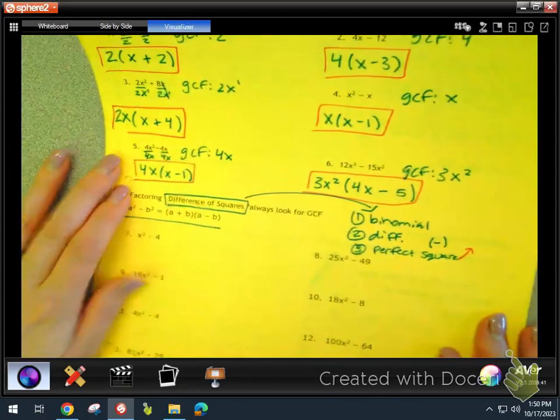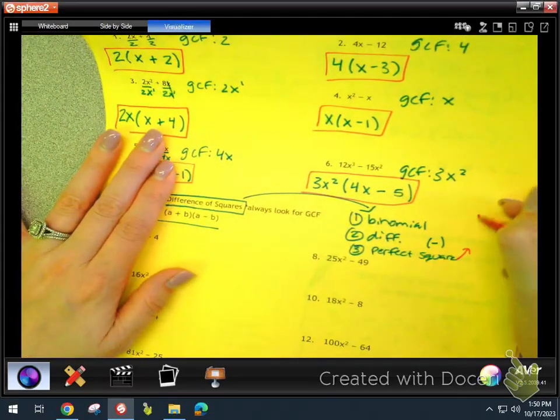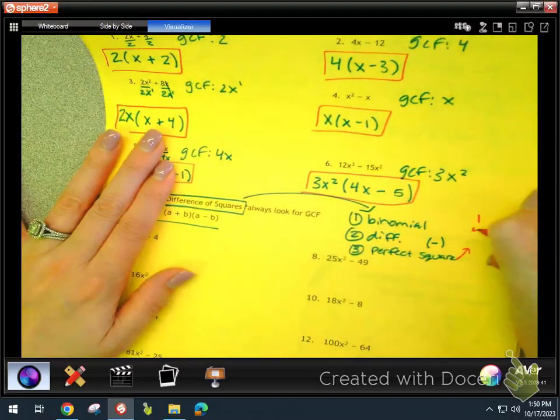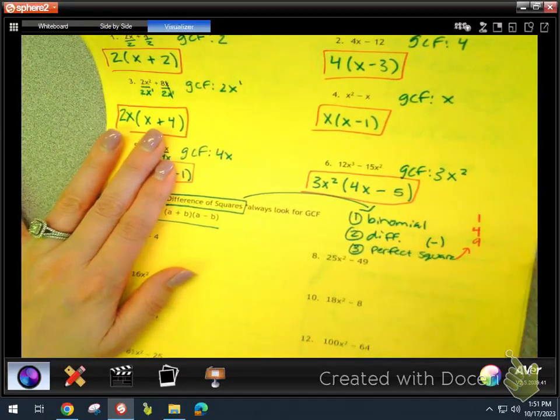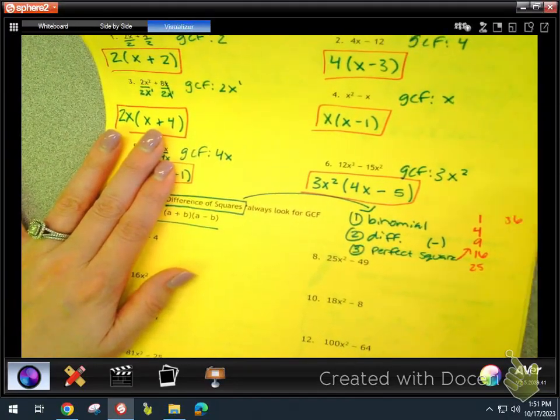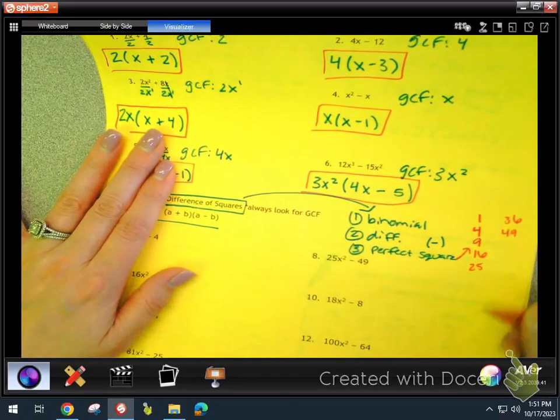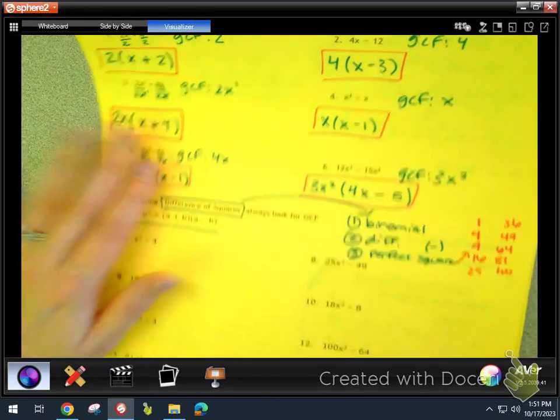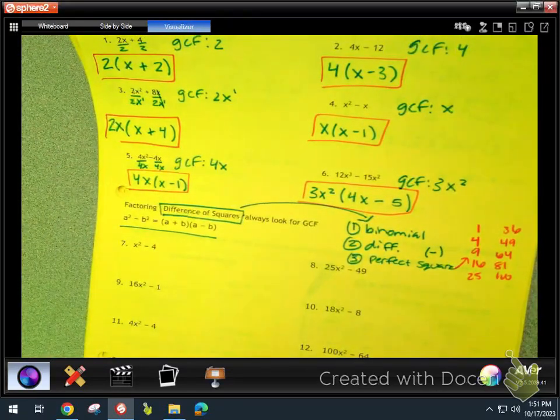Okay, let's go in order. What is 1 squared? 1. What is 2 squared? What is 3 squared? 4 squared. 5 squared. 36. We'll stop there in my list. But these are the numbers. I don't know if there's anything bigger than, oh, you got a 125. Well, I'm going to go GCF there. So you're looking for these guys being the coefficients.